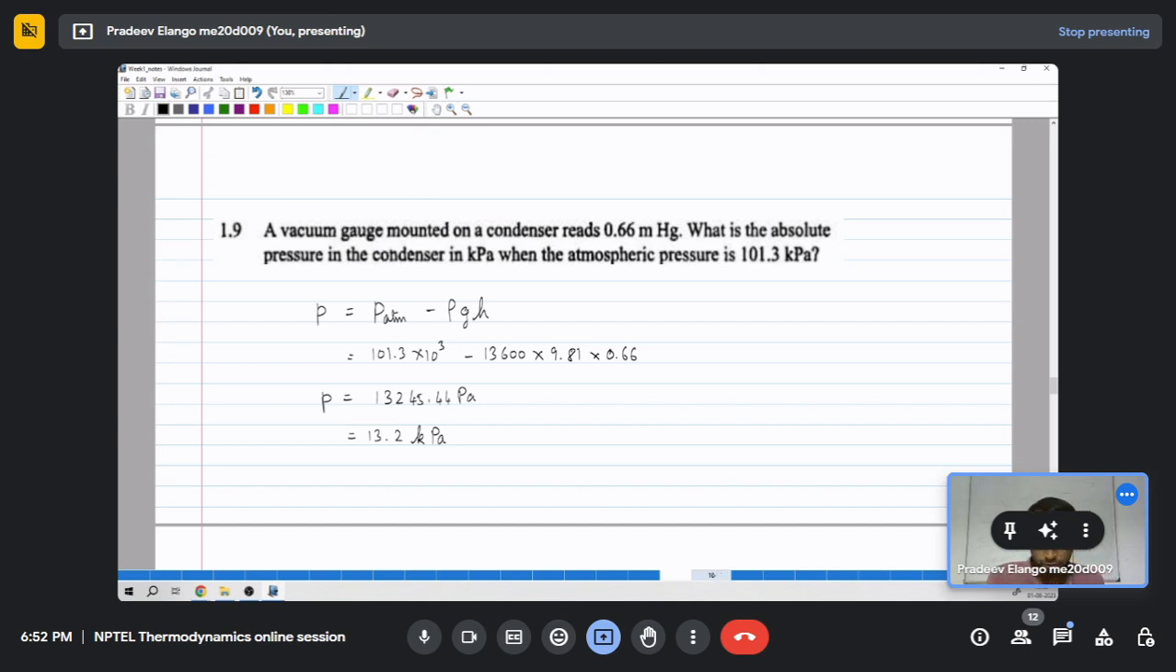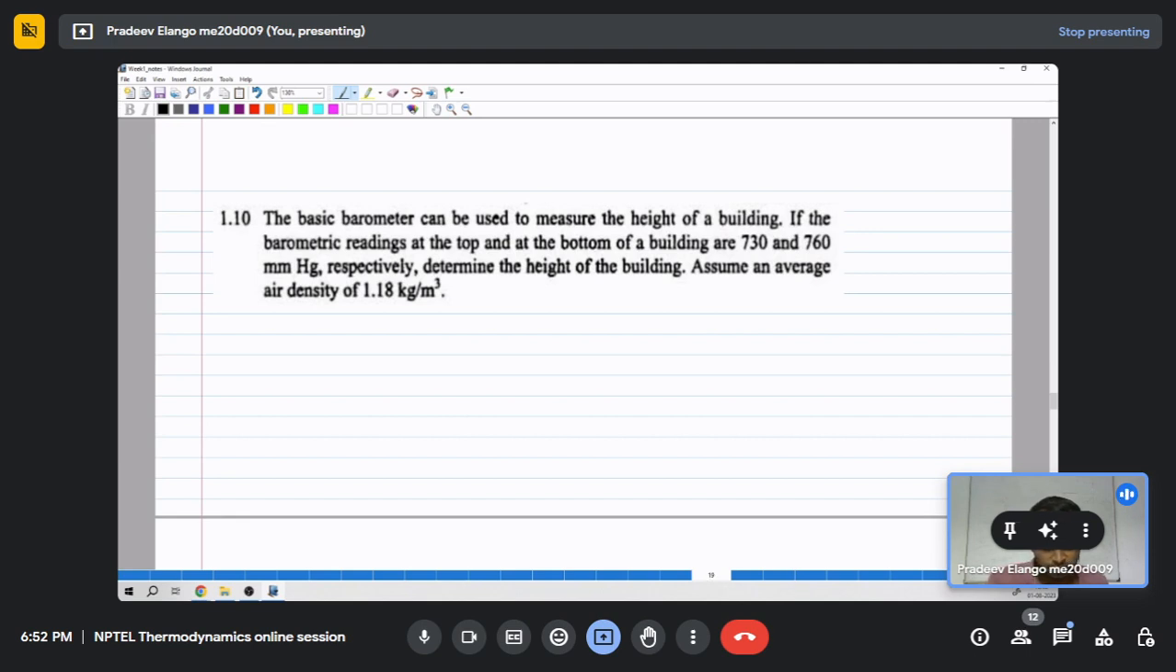Moving on to the next problem. The barometer can be used to measure the height of a building. If the barometer readings at the top and the bottom of the building are 730 and 760 mm of mercury respectively, determine the height of the building, assuming an average air density of 1.18 kg per meter cube.